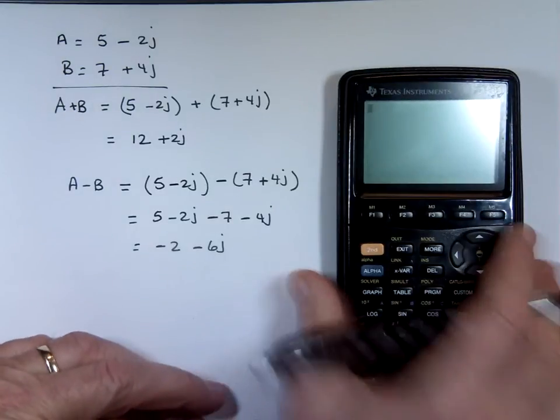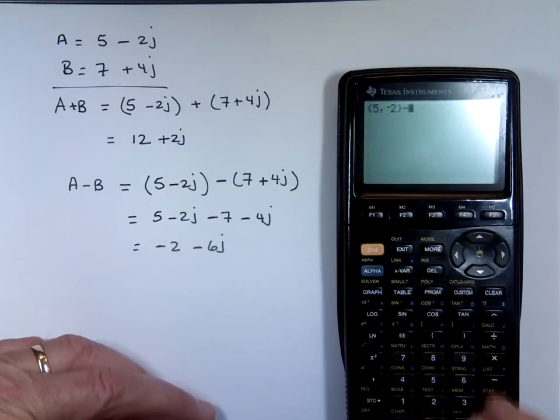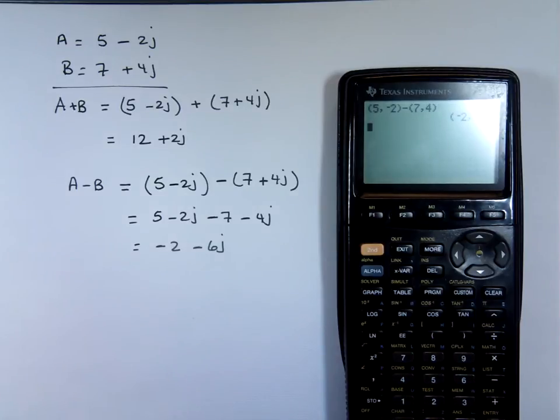Again, 5 comma negative 2, minus 7 comma 4. Negative 2 comma negative 6.